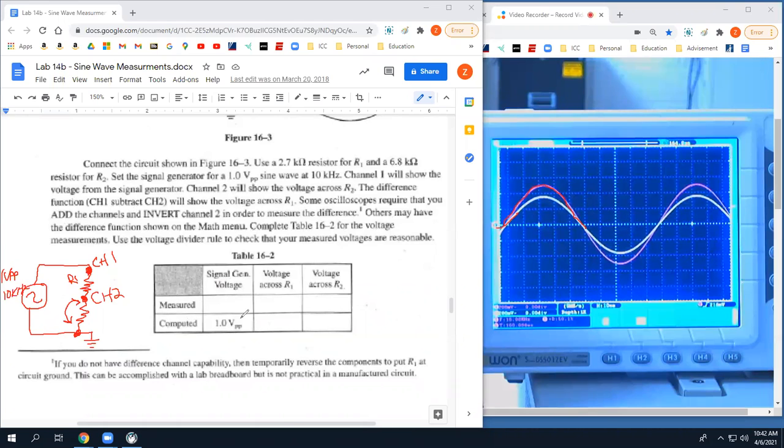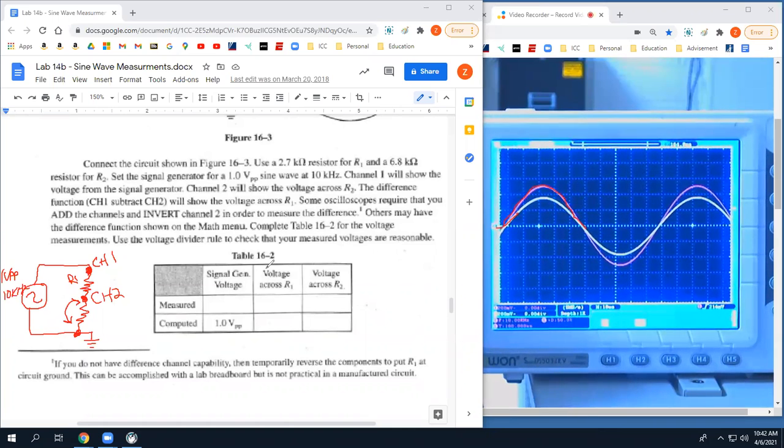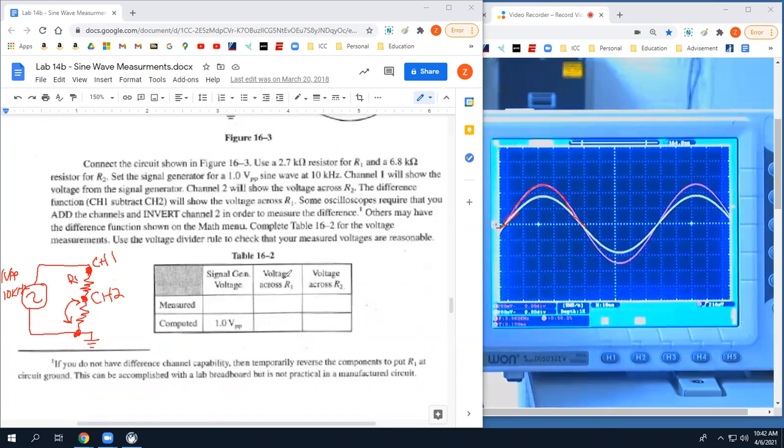Okay, computed 1 volt peak to peak, measured signal generator voltage. Okay, I guess we can measure that with the scope. So which channel is showing me the signal generator voltage? Channel 1. And this first measured voltage is what I'm trying to find right now. Will you do that with the scope? Yeah, we can do that. We did that last week.